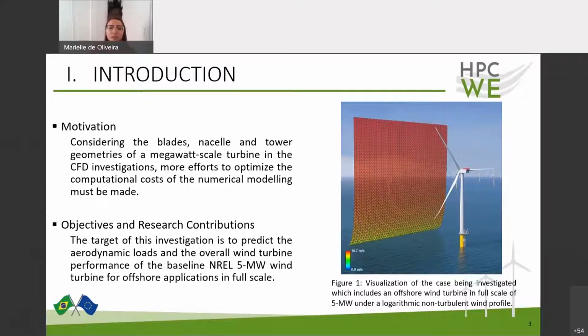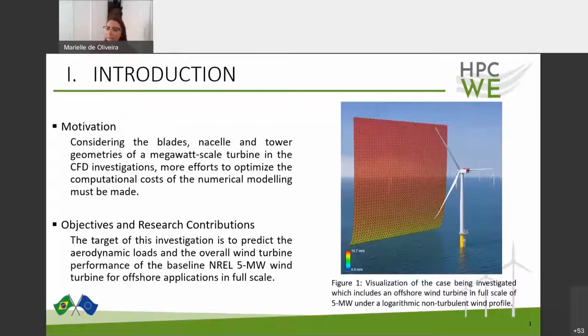Up to now, since the first blade resolved simulation of a wind turbine rotor's blade, an extensive number of CFD investigations regarding the rotor-only simulations have been made. However, when considering the wind turbine rotor's blade in addition to the nacelle and tower geometries of a megawatt scale wind turbine in the CFD simulations, more efforts to optimize the computational costs of the numerical modeling must be made.